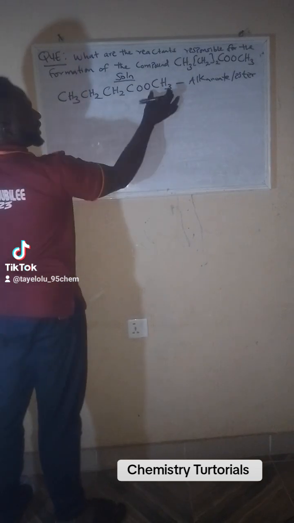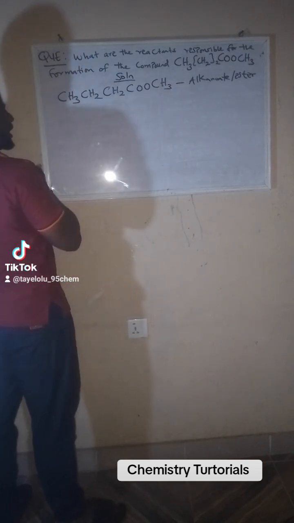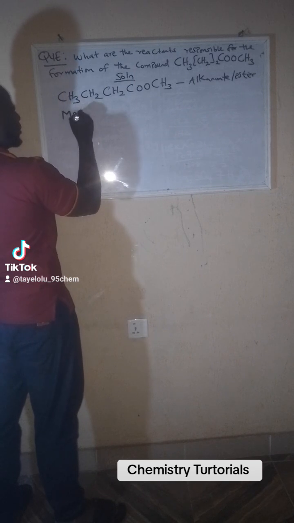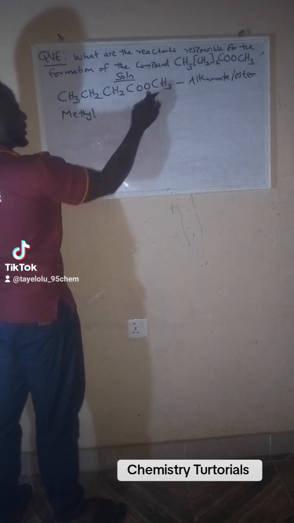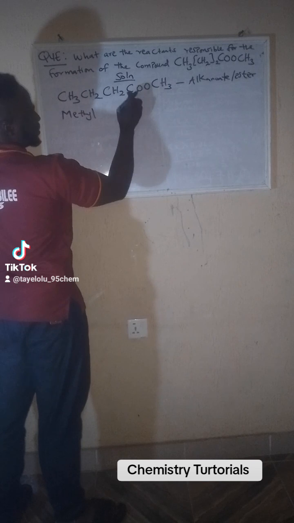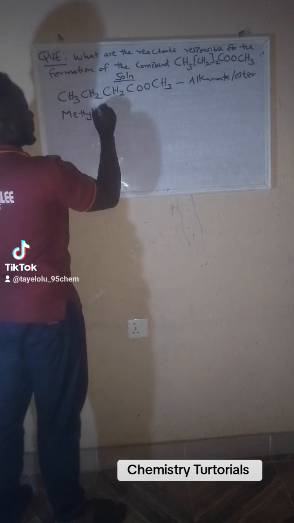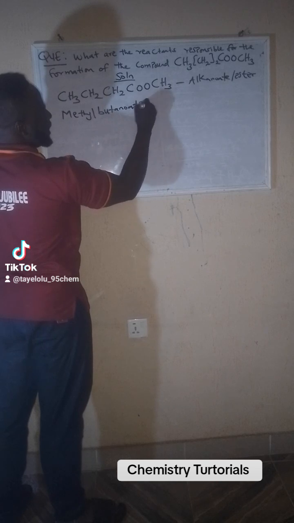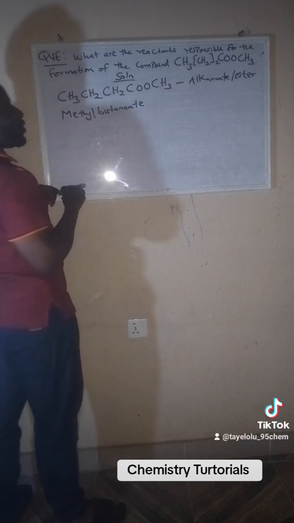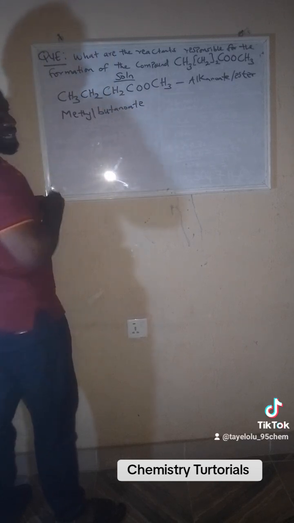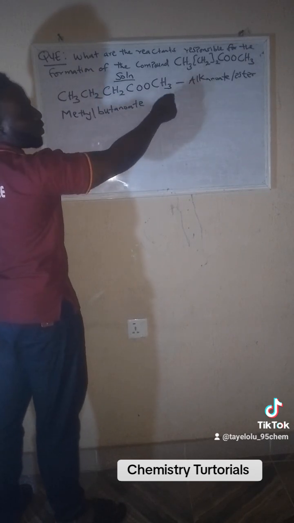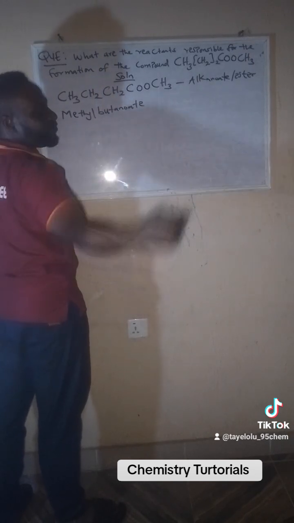Now, you will check the alkyl on the right hand side there. The name of this one is methyl. Let's start from there first. This CH3 is methyl. Methyl 1, 2, 3, 4. Methyl butanoate.